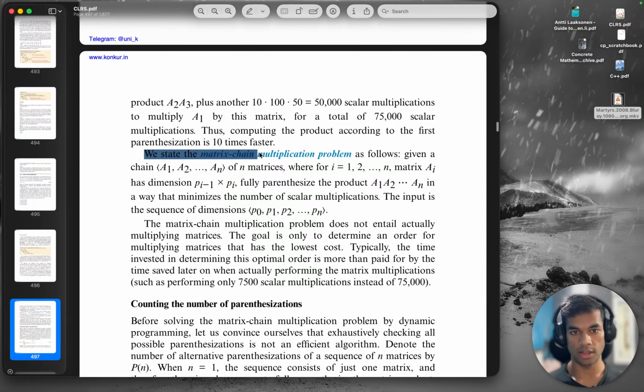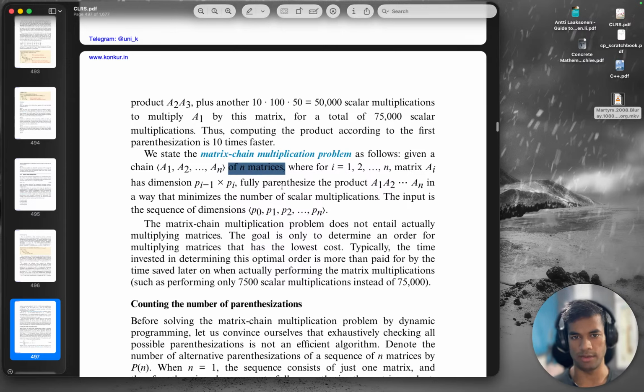We state that the matrix chain multiplication problem is as follows. Given a chain of n matrices, where i equals 1 to n, matrix Ai has dimensions p(i-1) by p(i). We have also been given a vector p, where the dimensions for the ith matrix are p(i-1) and p(i). Why does this work?